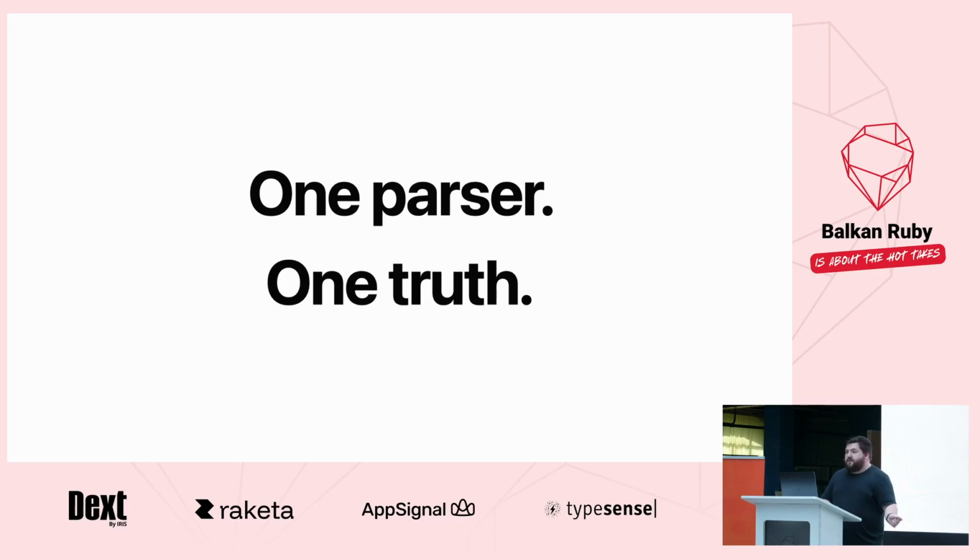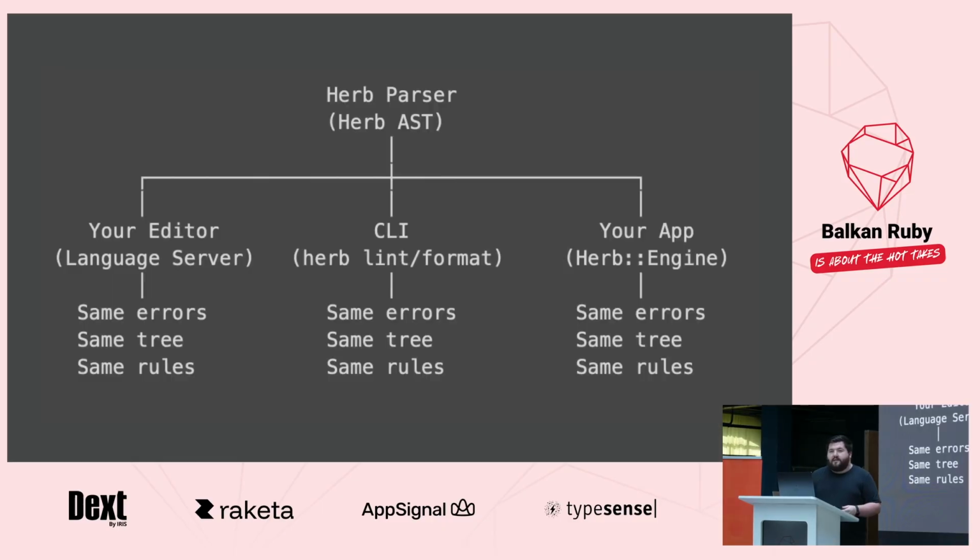So we have one parser, which means we have one truth. And no matter where you try to run this parser now, be it in your editor, in your CLI, or in your app using the engine, you have the same errors, the same syntax tree, and the same rules. So they can all build on the same foundation.